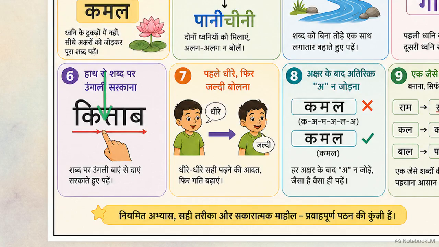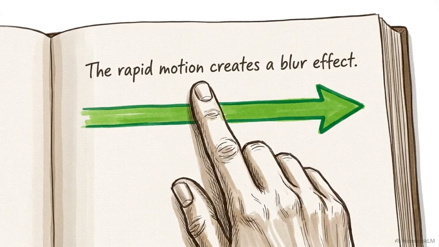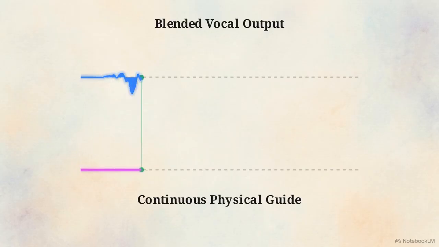Have the student slide their finger continuously under the word from left to right as they speak. This continuous hand movement helps the body and voice move forward in tandem. It provides a physical rhythm that prevents the student from stalling on individual letters.